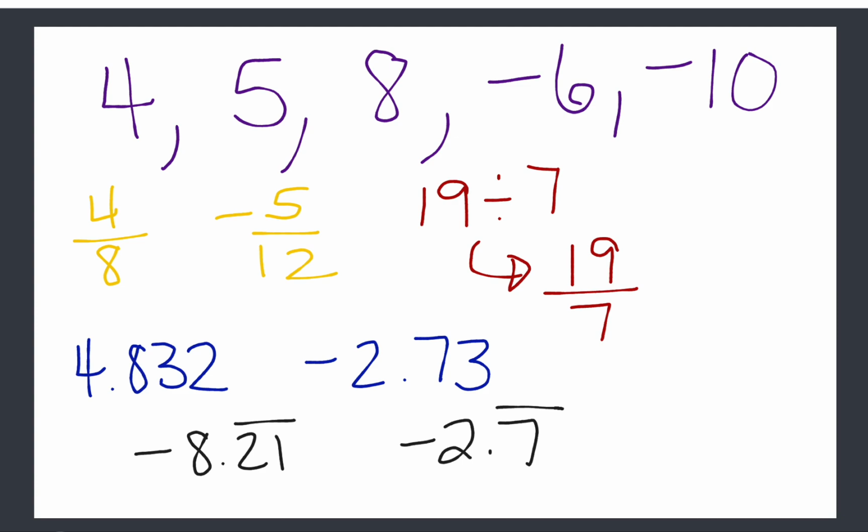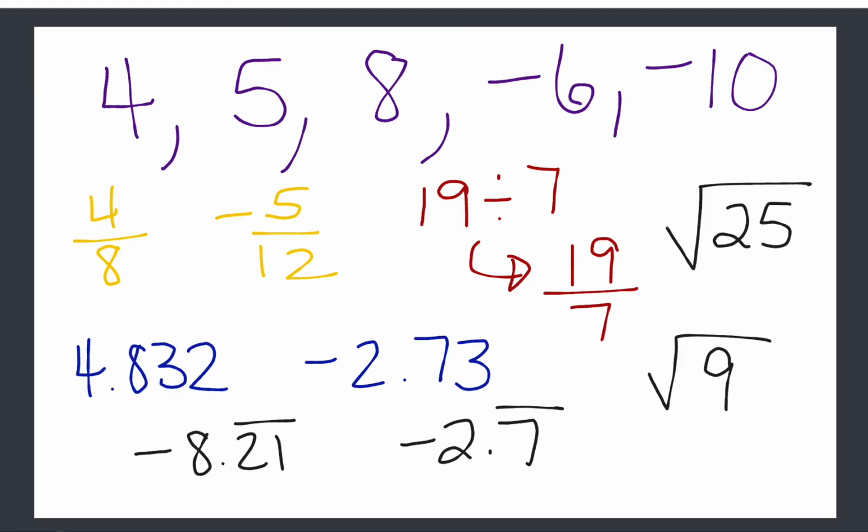Another type of rational number would be one like this. Perfect squares, we learned about square roots the other day. So the square root of 25, that equals 5. That's a nice number, so it's a rational number. The square root of 9, that also would be a rational number.